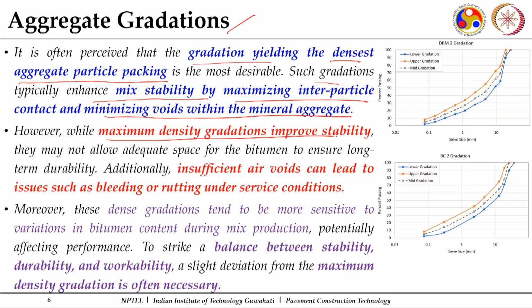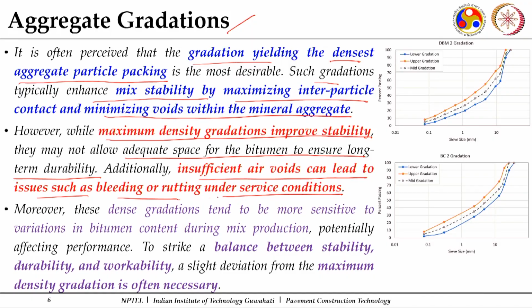While maximum density gradations improve stability, specifically the load capacity, they may not allow adequate space for the bitumen to ensure long term durability. Because the void in that aggregate gradation is already quite low, there is no space for the binder to form a good film over the aggregates. Insufficient air voids can lead to issues such as bleeding or rutting, because when secondary compaction takes place, reorientation of aggregates and expansion of binder take place. If there is no air void available, then that may lead specifically to rutting, flushing or bleeding.